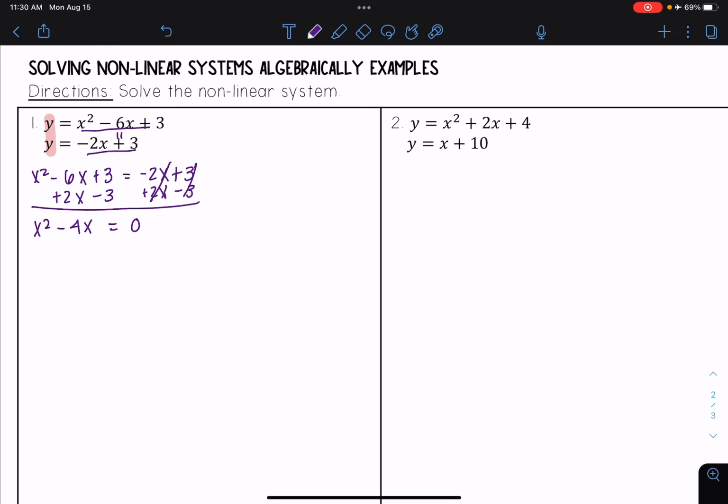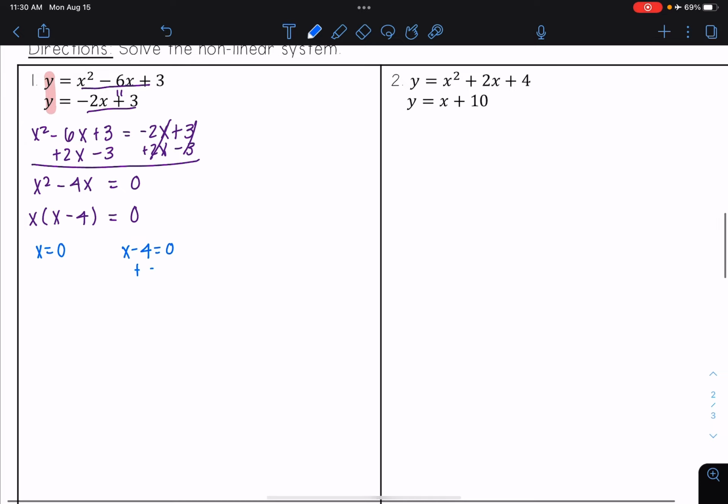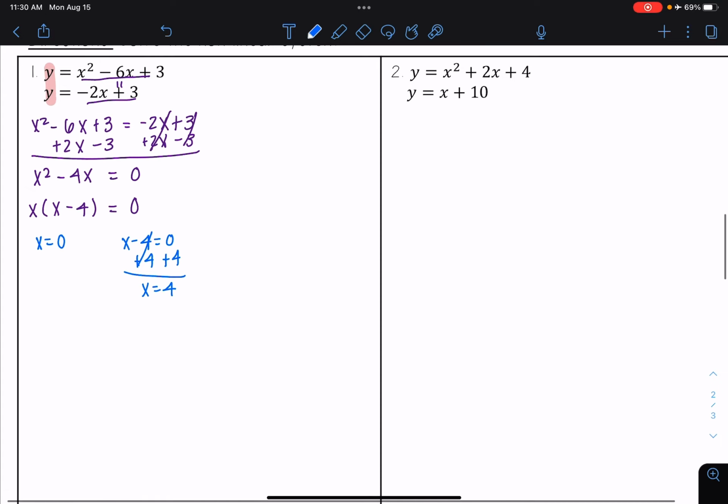Here I see I only have two terms, and I do have a GCF. They both share an x, so I'm going to factor out the GCF. And when I do that, I'm left with x times x minus 4 is equal to 0. And now I can use the zero product property to get my two values of x. This tells me that either x equals 0 or x minus 4 equals 0. And then when I add 4 to both sides, I get that x is equal to 4. So I have my two x values.